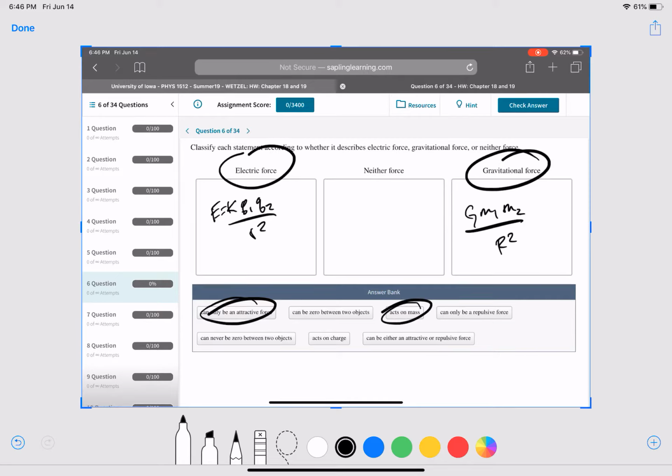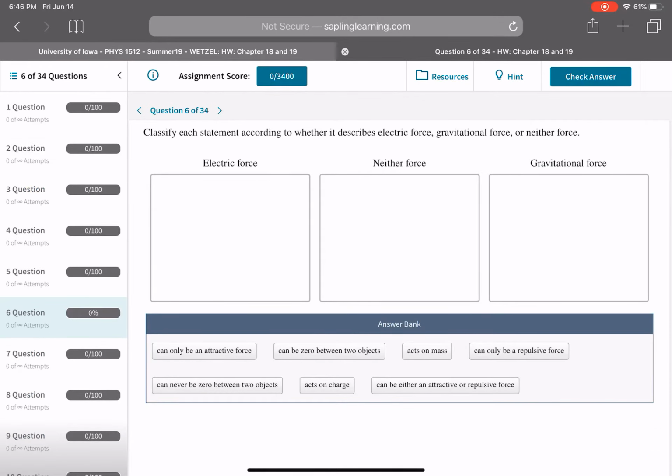For example, the electric force acts on charge. It could also be zero between two objects, but the gravitational force can never be zero, and it can never be a repulsive thing. We haven't found an opposite mass configuration. So anyway, drag those into the boxes they belong.